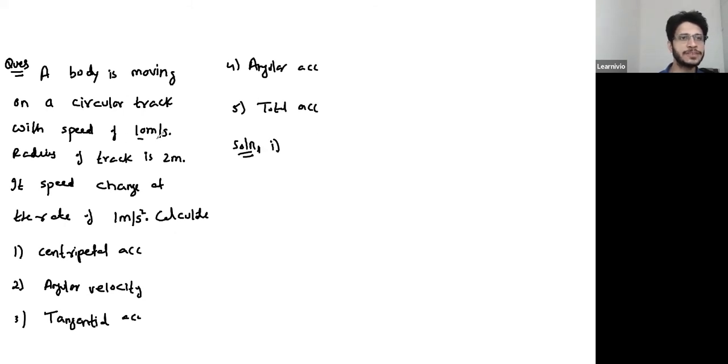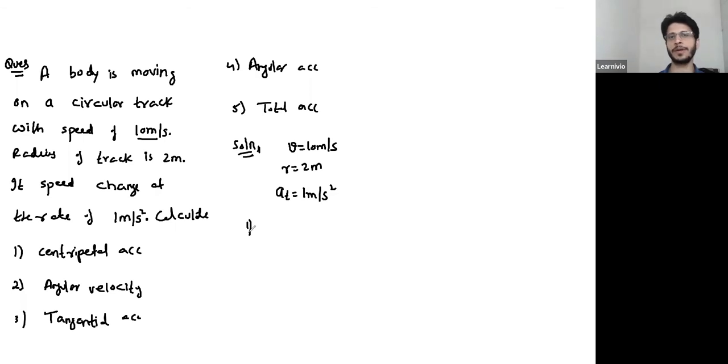So it is given that the speed of the body is 10 meter per second. So your V is 10 meter per second. It's given data. The radius of the track is 2 meter. The tangential acceleration is 1 meter per second square.